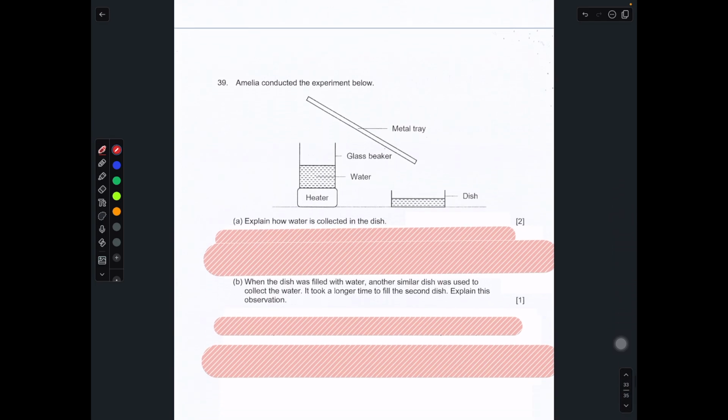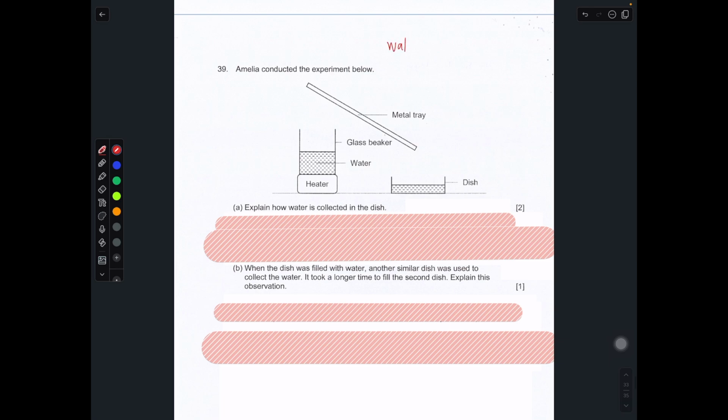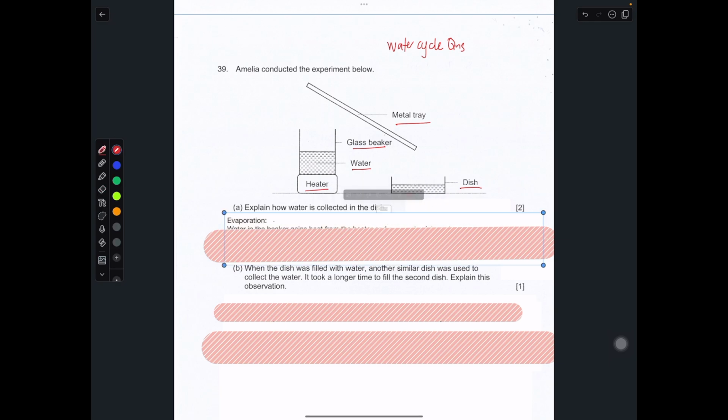Okay, next up. This is a water cycle question. So in the experiment below, you have a heater, you have water, you have a dish, and you have a glass beaker as well as a metal tray. Then they ask you straight away, how is the water collected from the dish? Okay, so basically the water in the dish is in liquid state. How can the water travel to this part? It must involve a change of state.